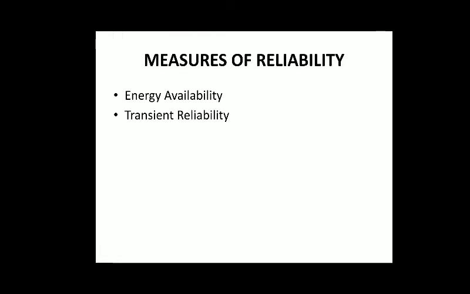Measures of reliability. So how reliable an HVDC system is compared to HVAC, we can get that by measuring the reliability of the HVDC system compared to HVAC. And to measure this reliability, there are two types of parameters. One is energy availability and the second is transient reliability.